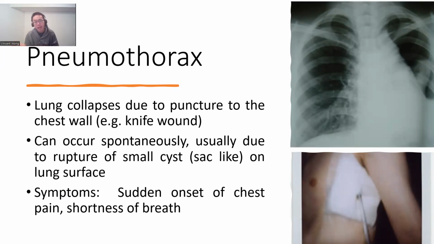But it's not just a knife. I told you, a car accident can be very impactful, so that it causes a rib to break and puncture the lungs. That's possible as well. And the collapse can actually happen spontaneously. Okay, usually it's caused by rupture of small cysts.